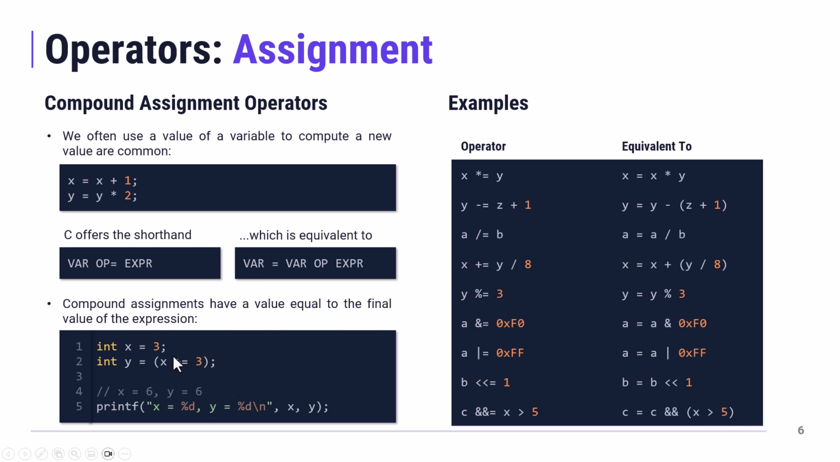So just one thing to note here, that compound assignments have a value that's equal to the final value of the expression. So here we evaluate x plus equals 3. So x equals 3. We evaluate x plus equals 3. That sets it to 6. That expression then evaluates to 6, and therefore 6 also gets assigned to y.